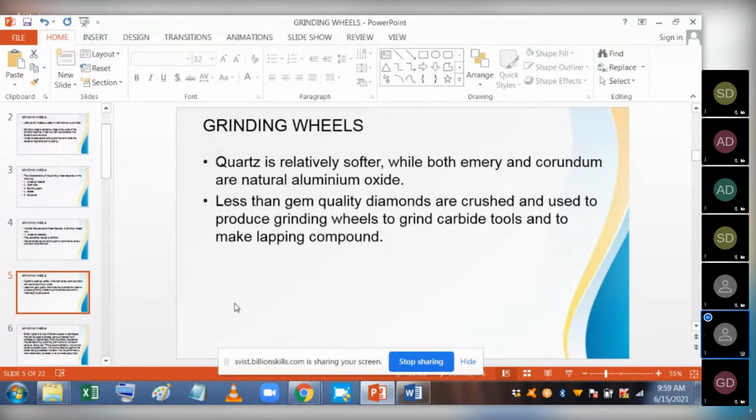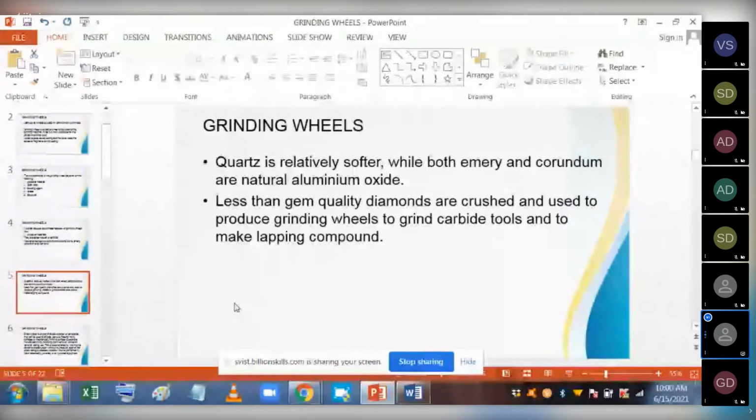Less than gem quality diamonds are crushed and used to produce grinding wheels, to grind carbide tools and to make lapping compound. Other than the above, the other natural abrasive material is diamond, which is actually famous for its use in gems, in ornaments. Now, less than gem quality diamonds have the same hardness, so they are crushed and used to produce grinding wheels, to grind carbide tools, which are extremely hard, and to make lapping compound, which we will study later in this course.